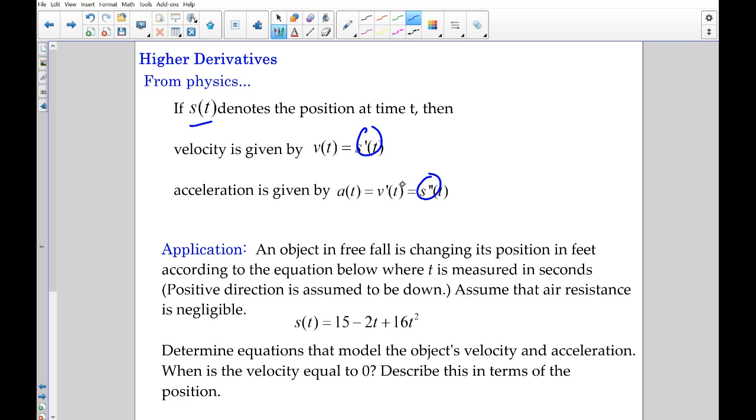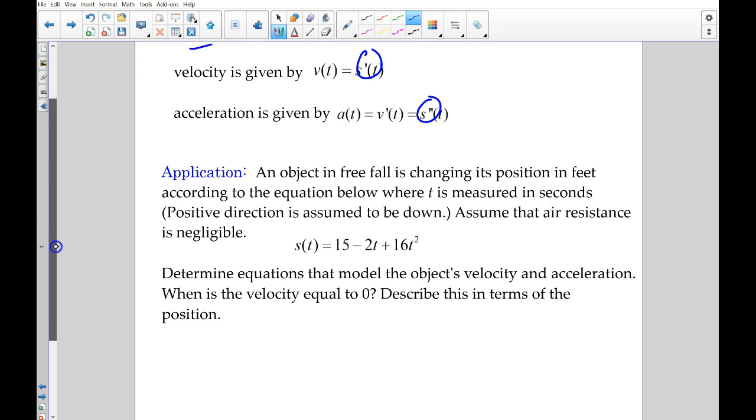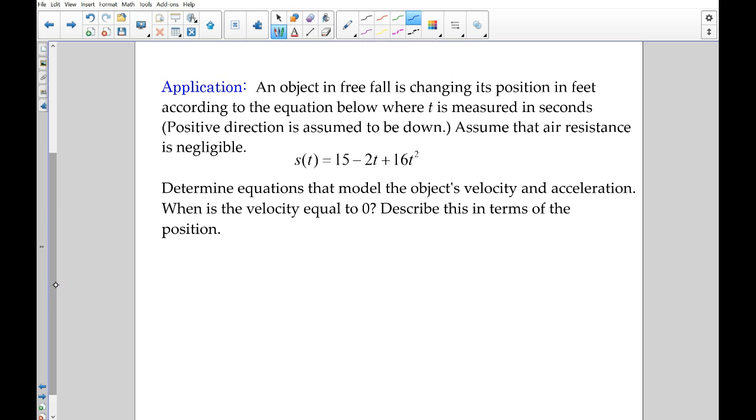And again, there are certain assumptions that go along with this, so we have to have a nice smooth position function, and I mean, this works in some cases, and in most theoretical models it works. In reality, it can be a little bit different. Okay, so just an application problem to consider is we have an object in free fall. We assume that air resistance is negligible, and so position is measured in feet and time is measured in seconds. And we're given an equation below, and we assume that the positive direction is down.